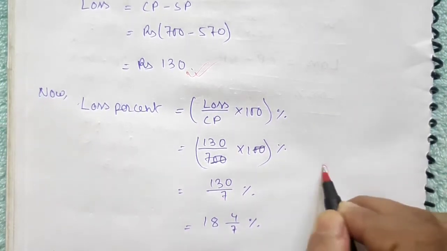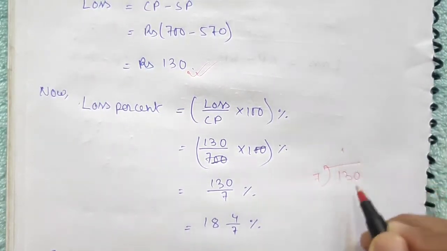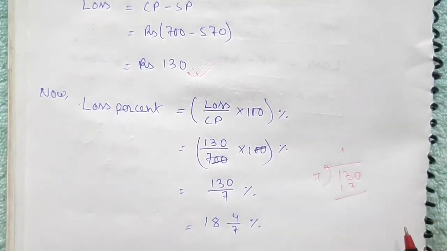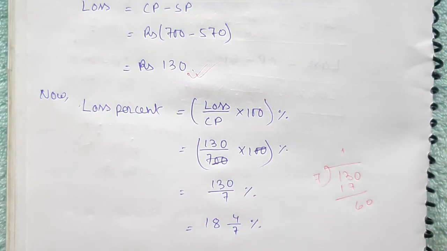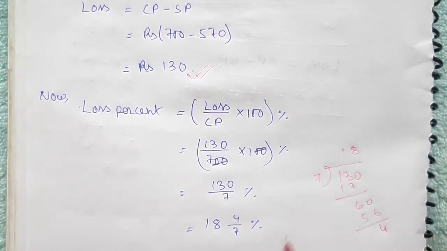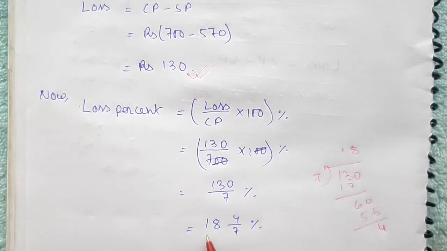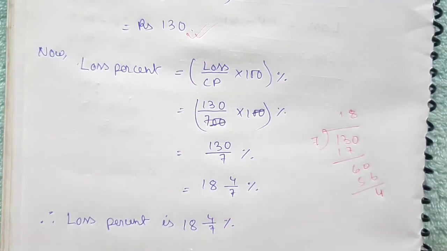Look, 130 divided by 7. 7 into 1 is 7, so left is 6, bring down 0. 7 into 8 is 56, left is 4. So the quotient is 18, then the remainder is 4, so 18 and 4 by 7%. Write the conclusion line like this: therefore, loss percent is 18 and 4 by 7%.